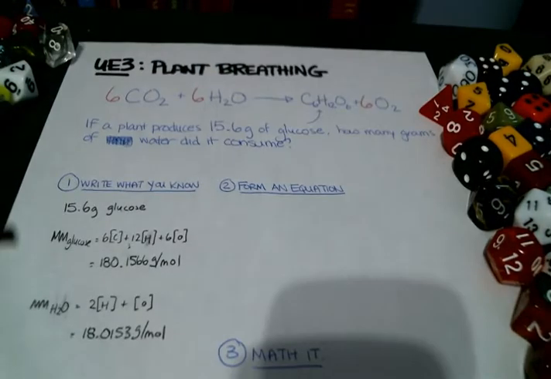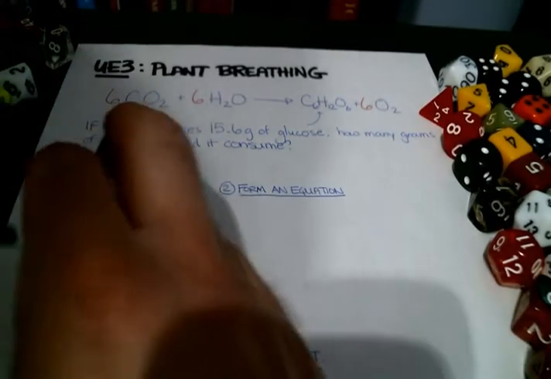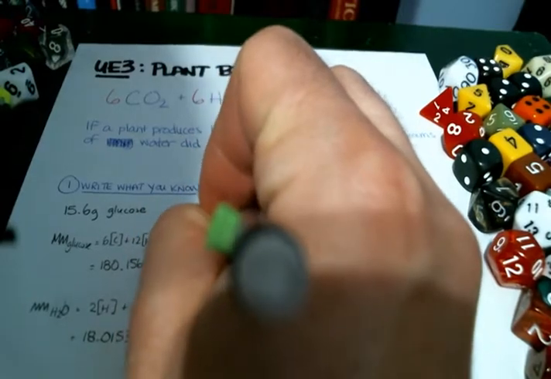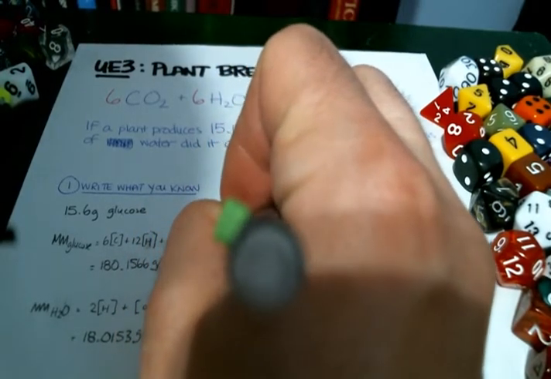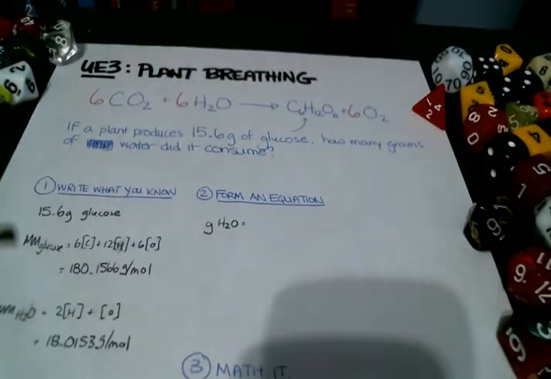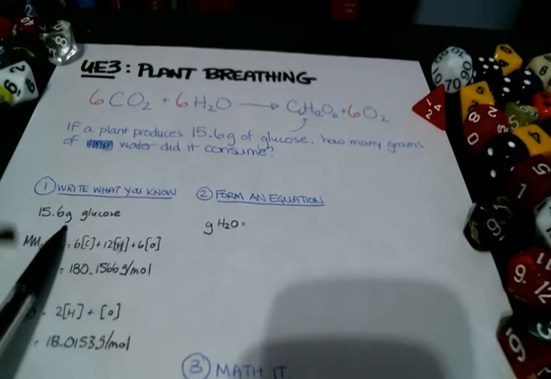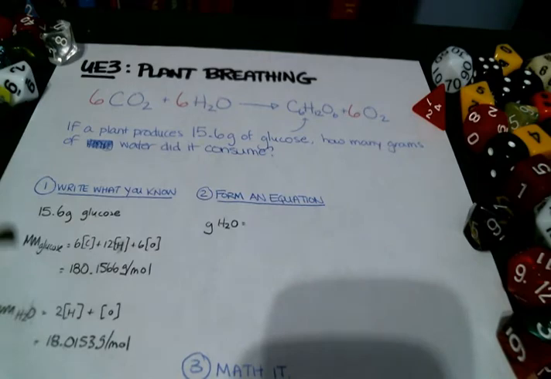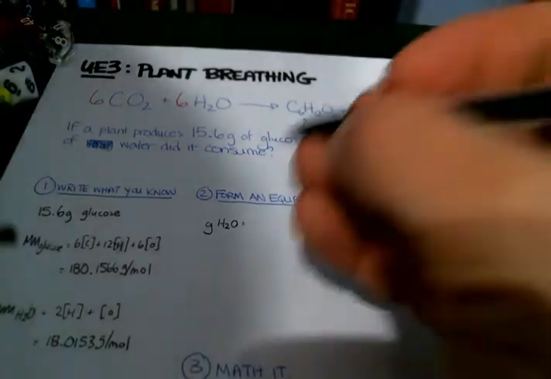Looking good. And as always, to form our equation, we're going to start with what the question is asking us to actually find, which is how many grams of water were consumed. So I'm going to write grams H2O to get started. Now, much like every time with unit elimination, we're going to start with the quantity that we're given that has just a single unit, which is 15.6 grams of glucose.